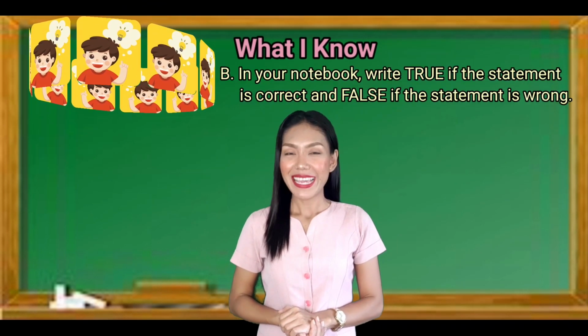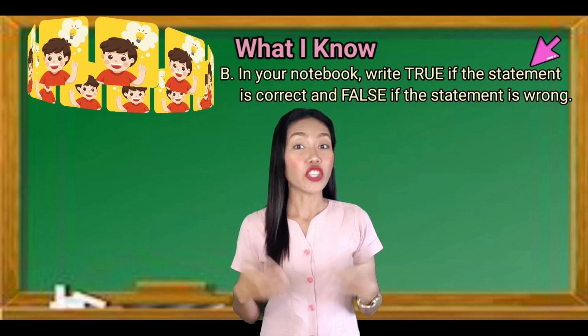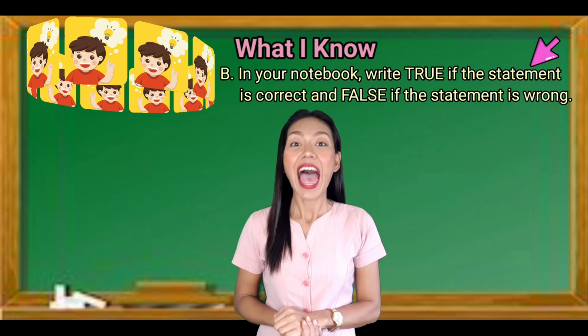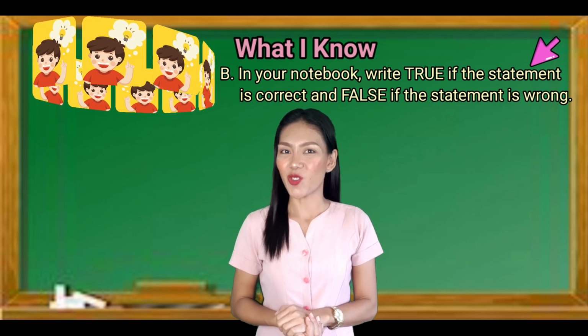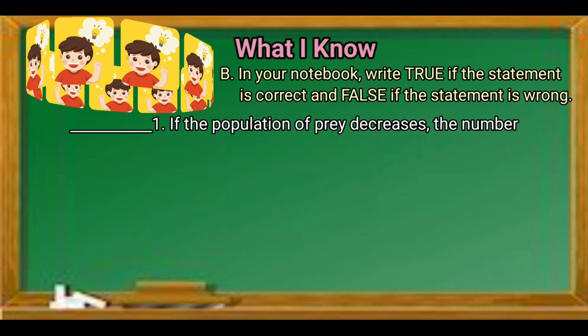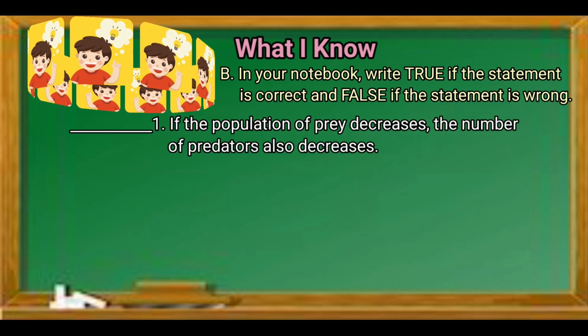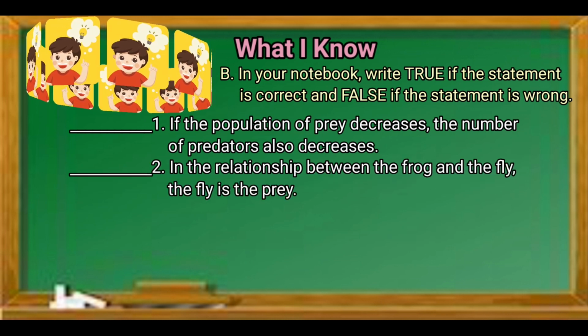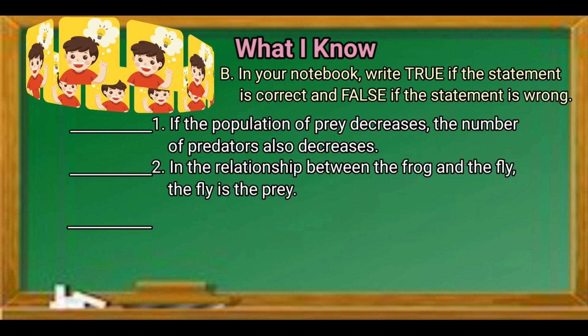For letter B, here are the directions. In your notebook, write true if the statement is correct and false if the statement is wrong. First, if the population of prey decreases, the number of predators also decreases. Second, in the relationship between the frog and the fly, the fly is the prey.